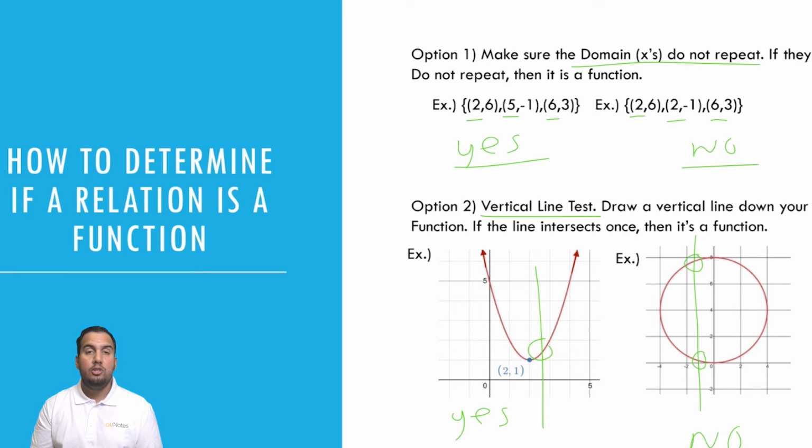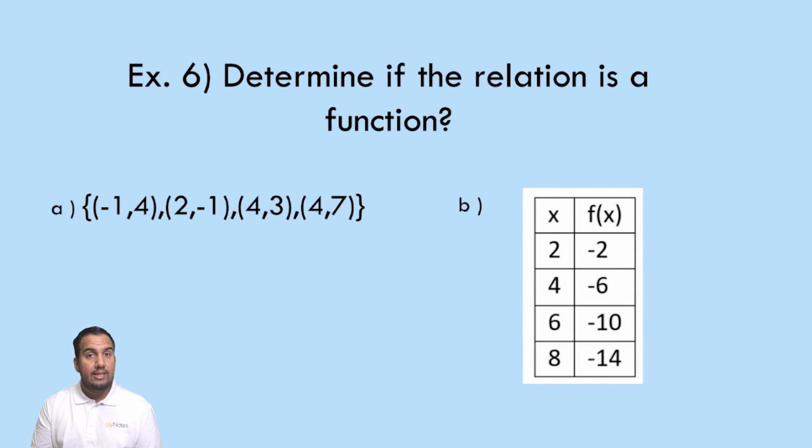And that's it. So if it's given to you as points, make sure the x's don't repeat. If it's given to you as a graph, use a vertical line test to determine whether or not it's a function. If it crosses once, it's a yes. If it crosses multiple times, then it's a no. So in these last 2 slides, try them on your own, see if you can do it, and see what happens.